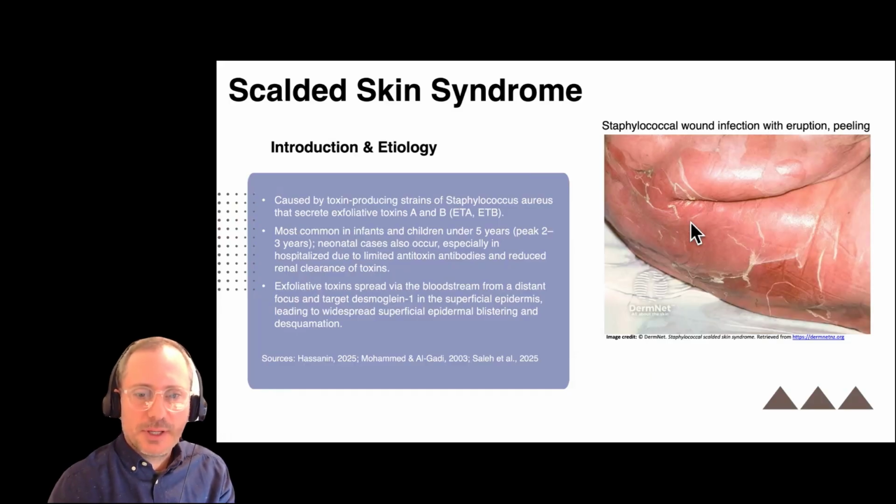The clinical photo here shows a perfect example of the characteristic peeling and erythema that can happen with scalded skin syndrome, where you just see the epidermis of the skin coming off and a red, irritated dermal layer underneath.